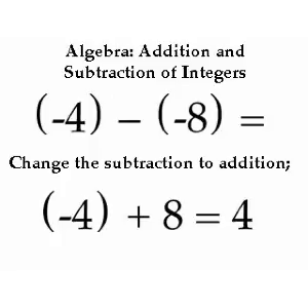Next example is a negative 4 minus a negative 8. We have to change the subtraction to addition, so we're going to change the negative 8 to a positive 8, so we are going to end up having negative 4 plus 8.